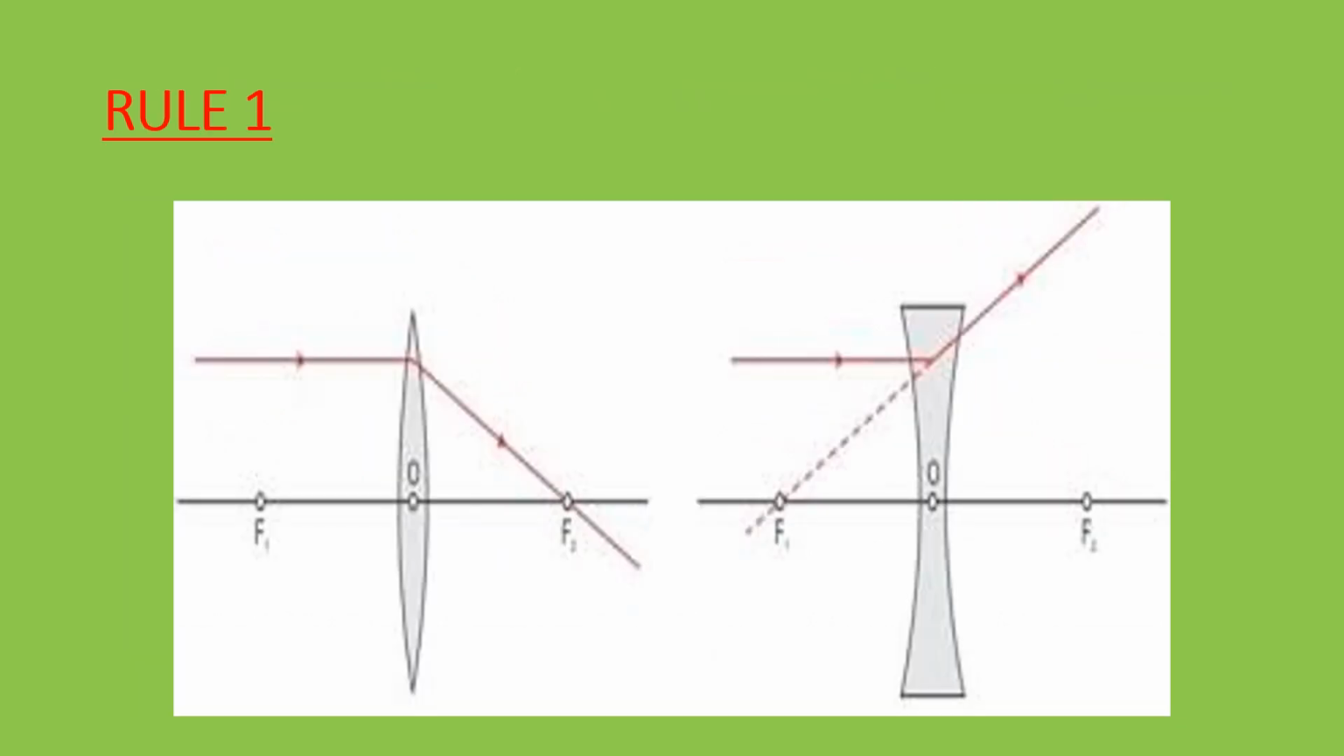Before moving to the image formation by the lenses, let us have a look at the rules which we use for image formation. The first rule says that any ray which is parallel and close to the principal axis of the lens passes through the focus after refraction. Now as we see in the convex lens case, the ray which is parallel and close to the principal axis passes through the focus after refraction. Whereas in the concave lens, the ray which is parallel to the principal axis appears to be diverging from the focus of the concave lens. So I would like to generalize rule 1: any ray which is parallel and close to the principal axis converges to, or appears to be diverging from, the focus of the lens.